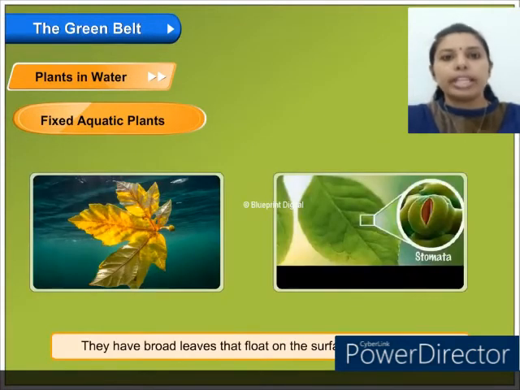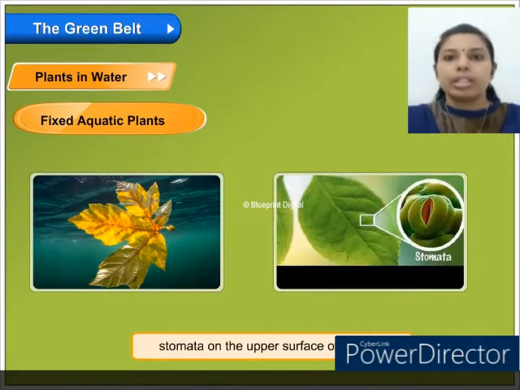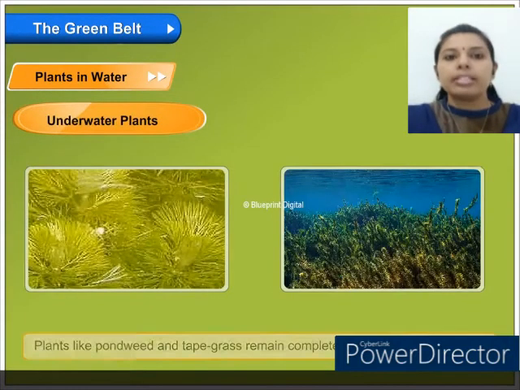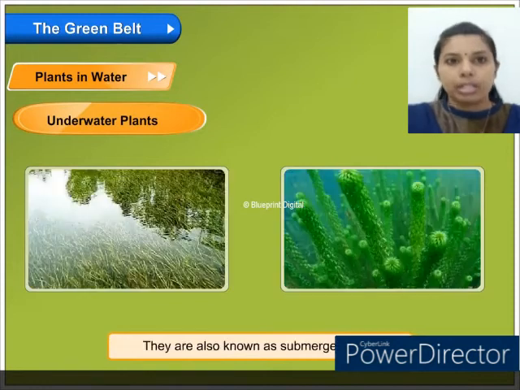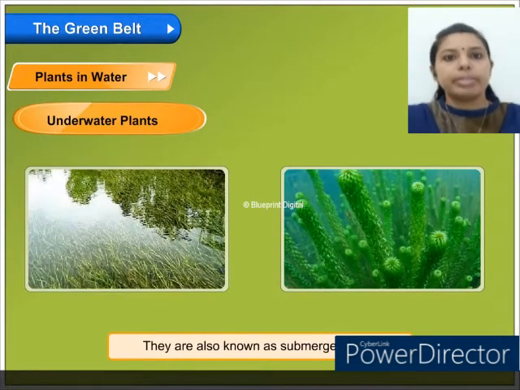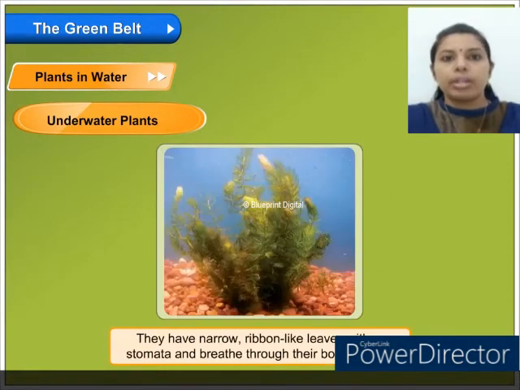They have broad leaves that float on the surface of the water and stomata on the upper surface of the leaves, which prevents water from blocking the pores. Plants like pondweed and tape grass remain completely submerged under water. They are also known as submerged plants. Their roots are fixed to the bottom of the pond. They have narrow ribbon-like leaves with no stomata and breathe through the body surface.